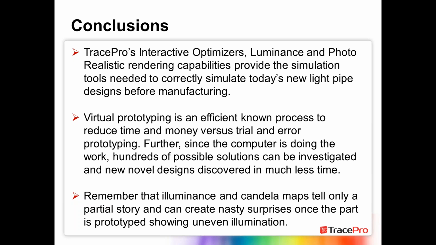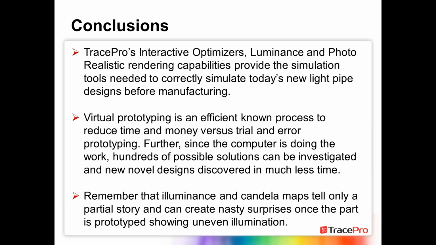Virtual prototyping is a very efficient model. It's a known process to reduce time and money versus trial and error prototyping. Further, since the computer is doing the work, you can look at multiple solutions instead of just one, and you can investigate those multiple solutions in the same amount of time as you go through that manufacturing process, even if you're doing 3D printing. Because in a lot of cases, you cannot make a 3D printed light pipe that models a lot of things that you can do, especially with curvatures and a lot of the things where you have to start off with a flat surface.